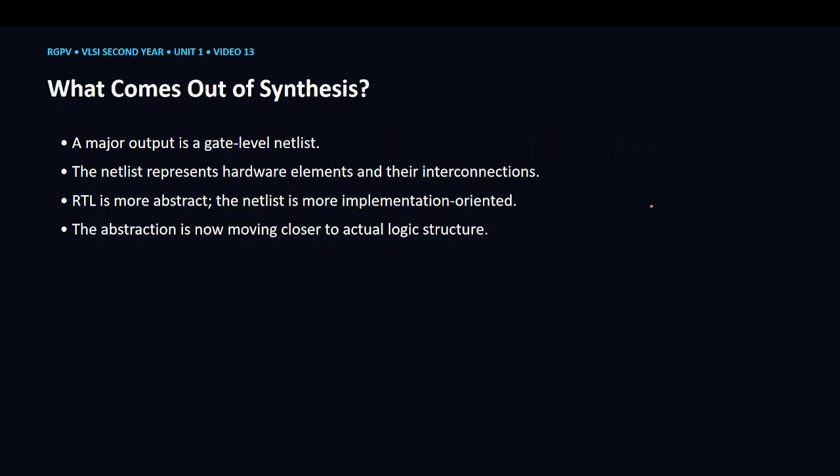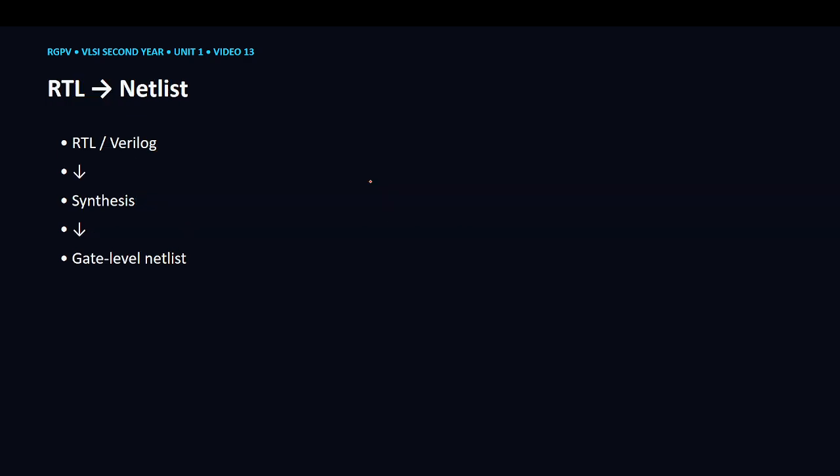What comes out of synthesis? A major output is a gate level netlist. Think of a netlist as a description of hardware elements and the connections between them. RTL is more abstract. A gate level netlist is more implementation oriented. So the journey looks like RTL, synthesis, gate level netlist. The design is becoming progressively more concrete.